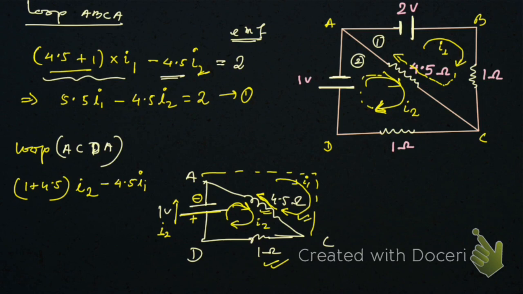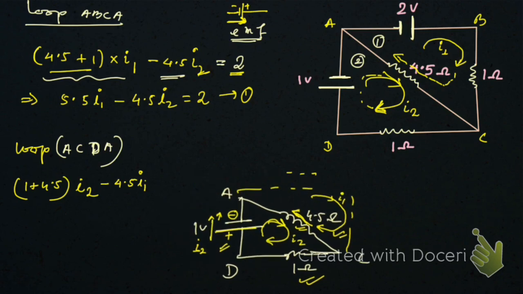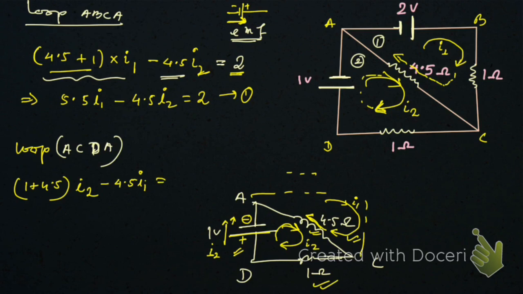Here you see, in this case 2 volt, the path of the current we have chosen is from negative to positive, right? Negative to positive. So when it was negative to positive, we have taken positive on the right hand side. Now here we have from positive to negative, so we have to take this 1 volt negative on this side, minus 1 volt. So hope you have understood how to apply this.